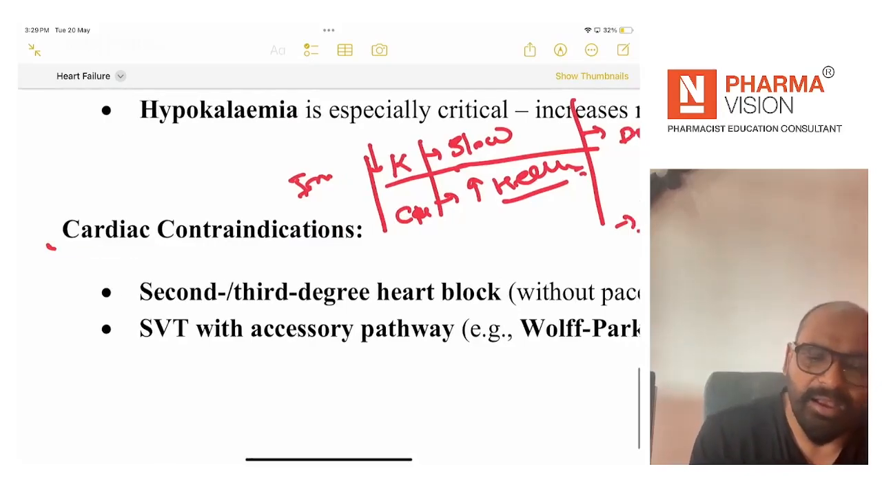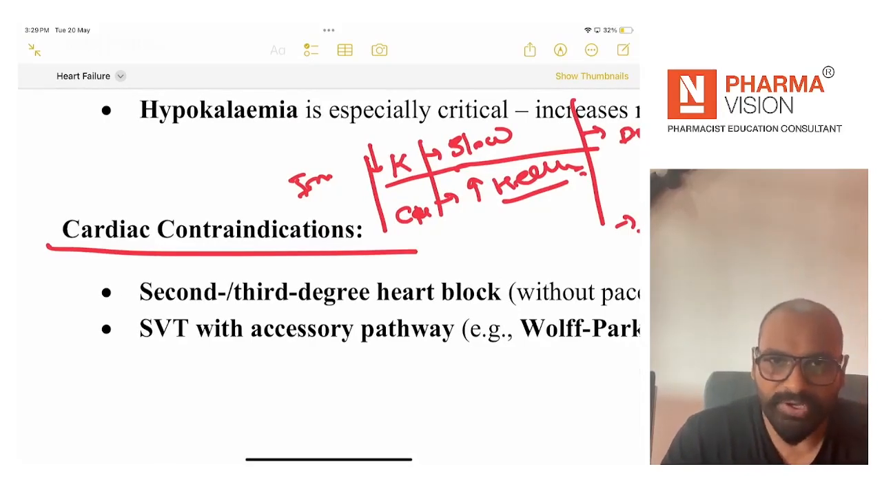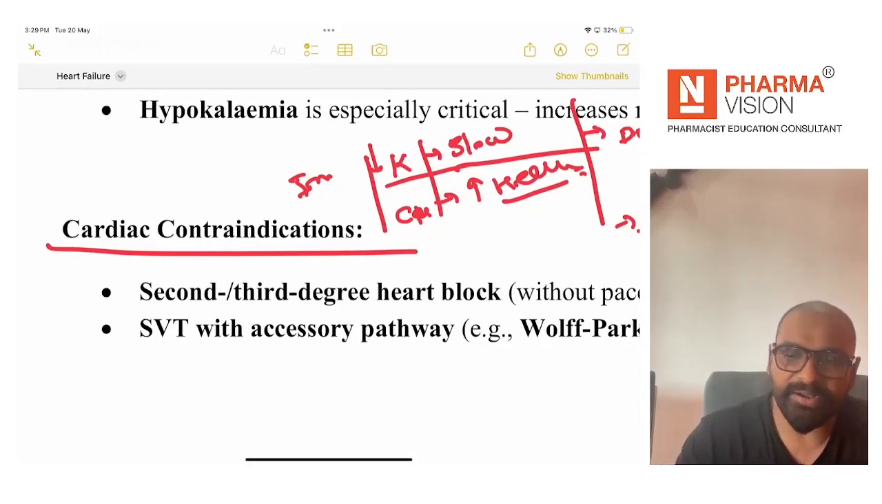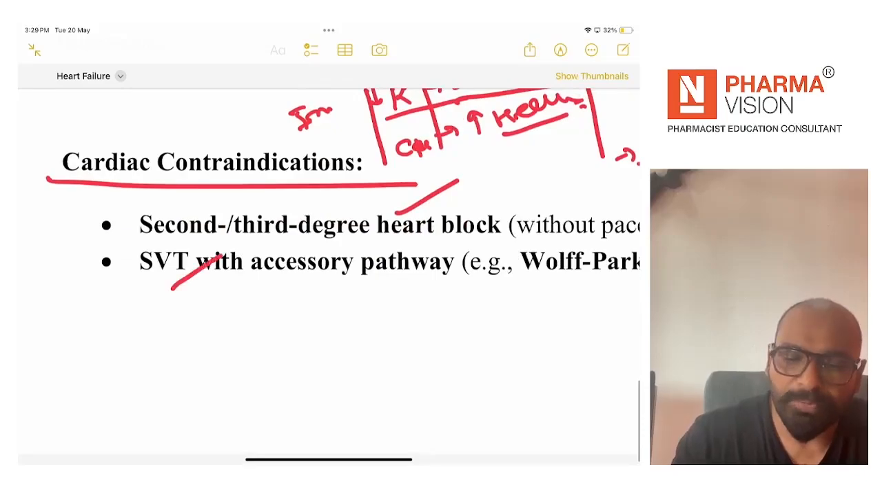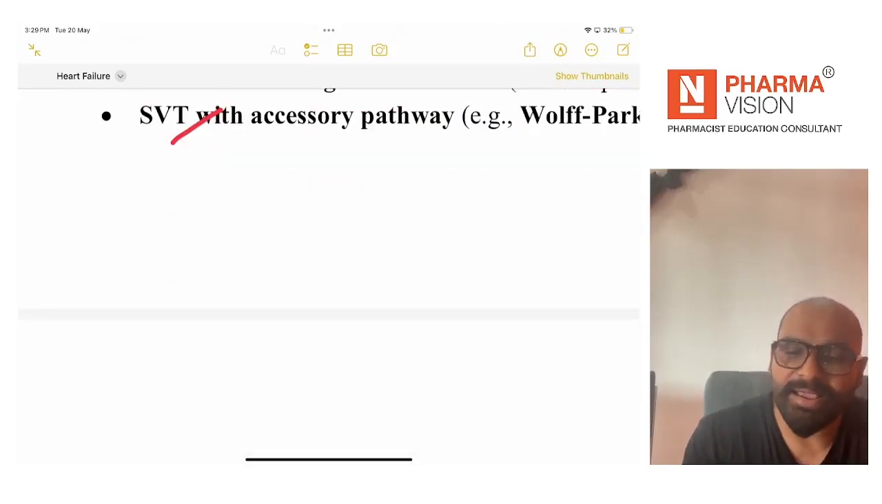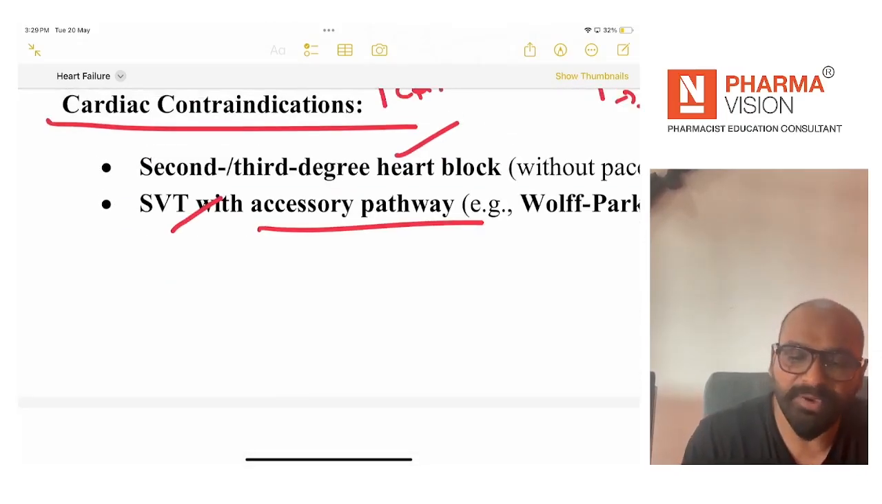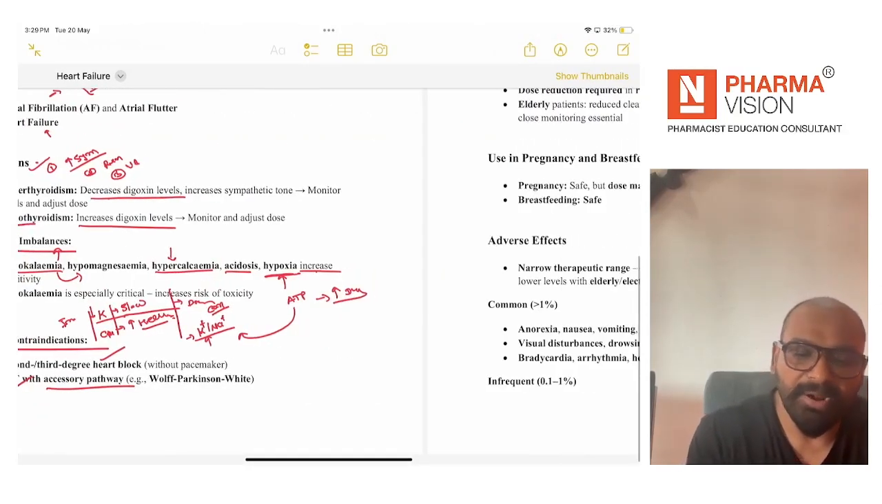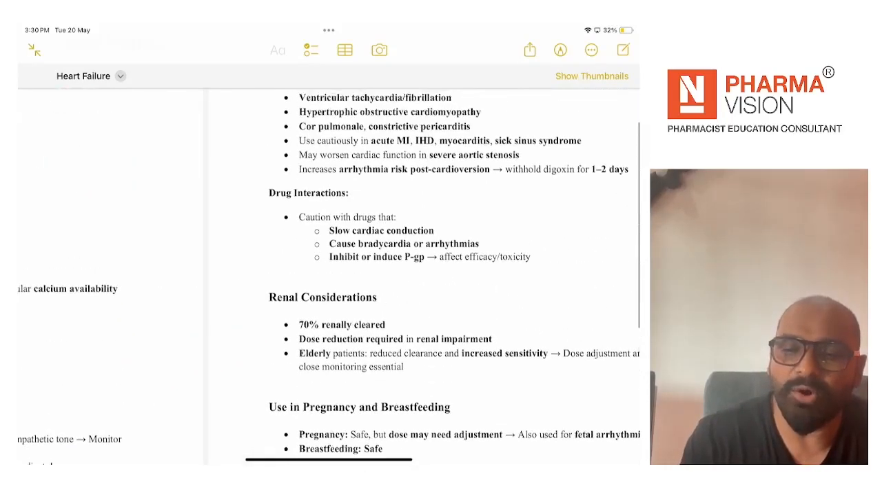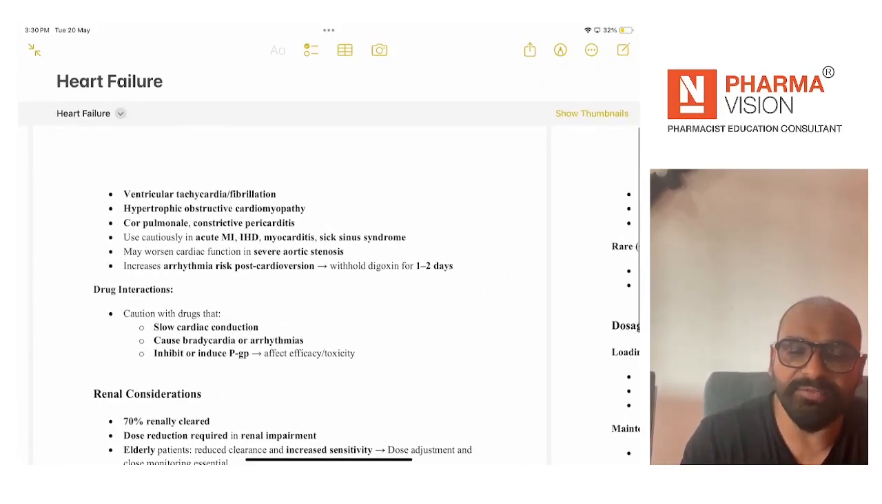In what kind of situations is digoxin contraindicated? You don't need to memorize everything, but the heart block patients, supraventricular tachycardia with accessory pathways, in that situation also we cannot give the digoxin. But if you cannot remember, it's okay. Don't worry too much about memorizing each and every contraindication point.